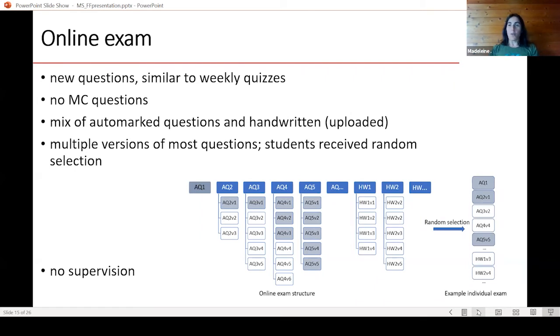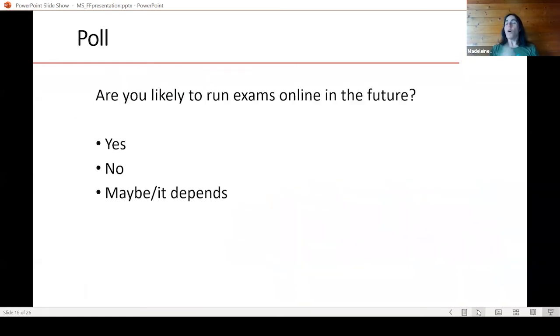Now, AQ1 was actually a common question that all students were asked. And when we were looking at this, AQ was automatically marked, but we did end up looking at the responses for complicated reasons.